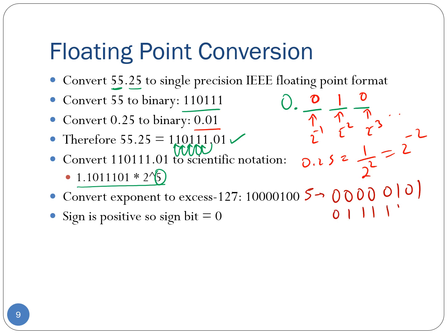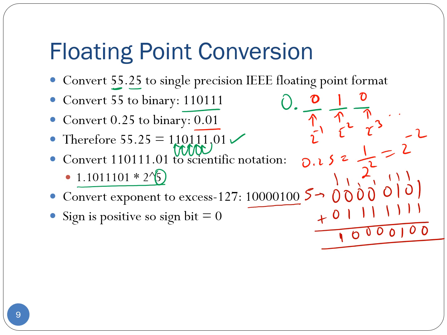So 127 is basically 0 followed by 7 ones. Let's do this addition. 1 plus 1 is 1 0, 1 plus 1 is 1 0, 1 plus 1 plus 1 is 1 1. So this is the excess 127 notation for 5, which is also given here: 1 followed by 4 zeros followed by 1 0 0.